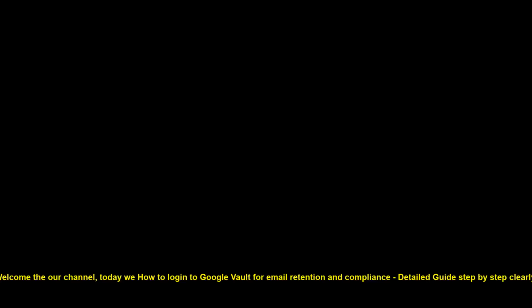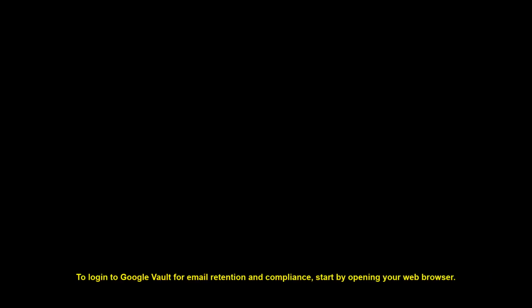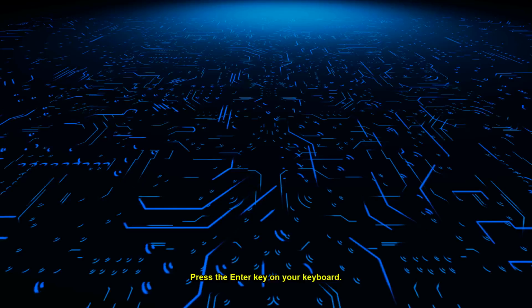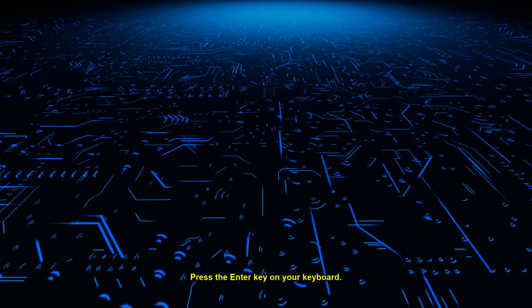by step clearly. To log into Google Vault for email retention and compliance, start by opening your web browser. Type in the Google Vault URL in the address bar. The URL is vault.google.com. Press the Enter key on your keyboard.